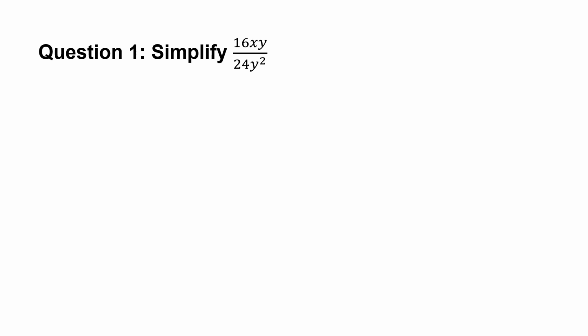So here, the trick is we're going to look at separating it out into our different terms. So we have a number term here, we have an x term, and we have a y term. So for our number terms, we have 16 over 24. For our x terms, we have x, and then we have no x term on the bottom, so it's just x over 1. And then for the y term, we have y over y squared.